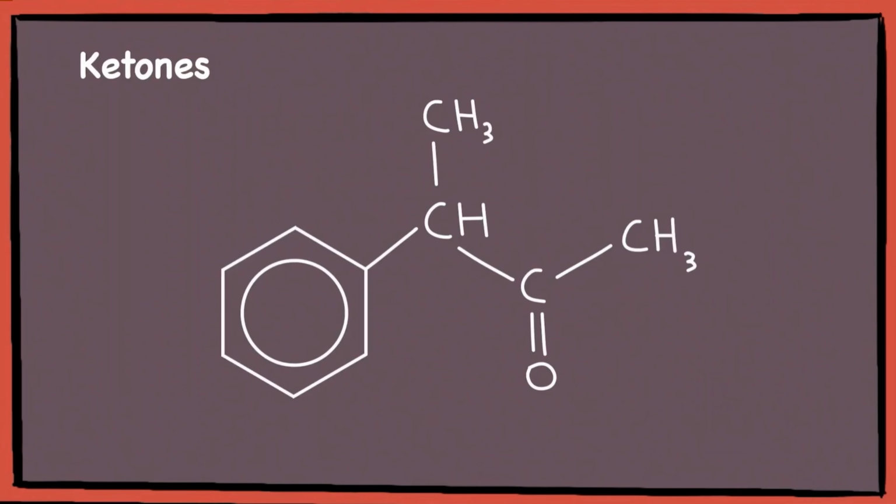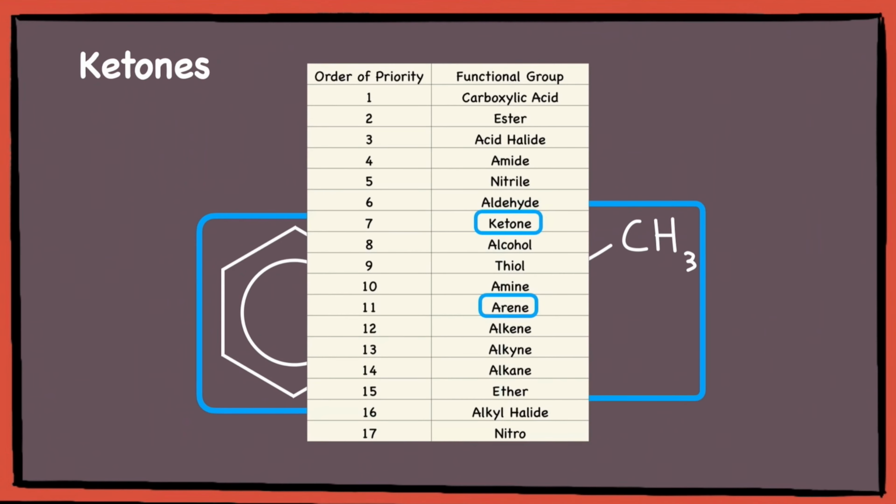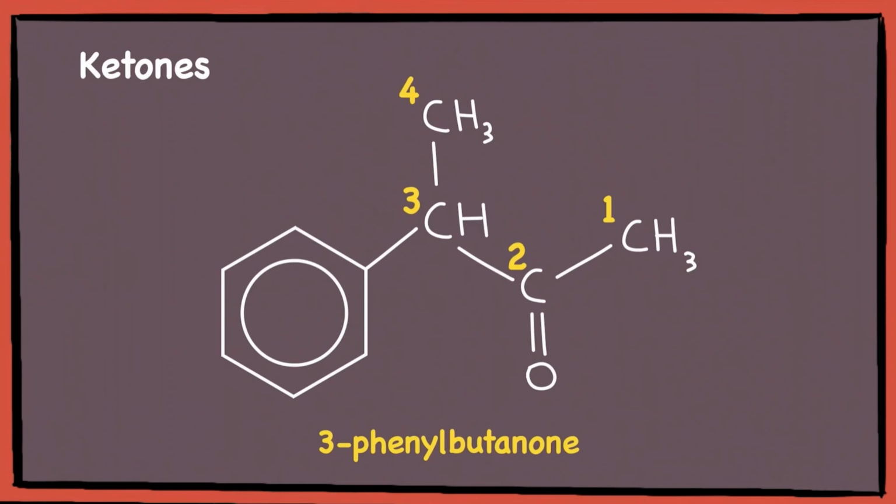For our last example, notice that we have 2 functional groups, benzene and ketone. Since ketone has a higher priority than benzene, benzene will act as a side group. So step 1, let's find our parent chain, which is this one here with 4 carbon atoms, with the first carbon atom starting from the ketone functional group. So the benzene side group is attached to carbon atom number 3 of the parent chain. Hence, this organic compound is called 3-phenylbutanone.